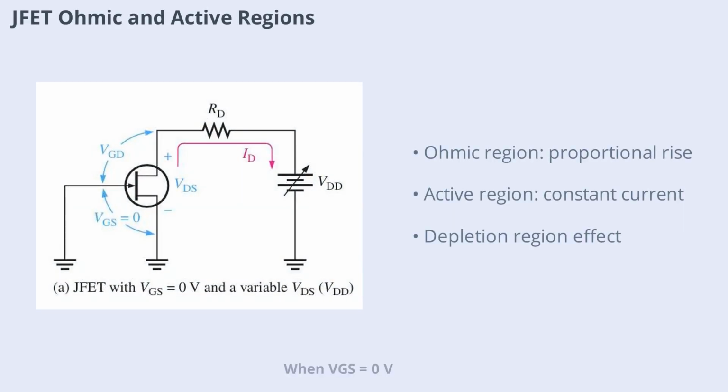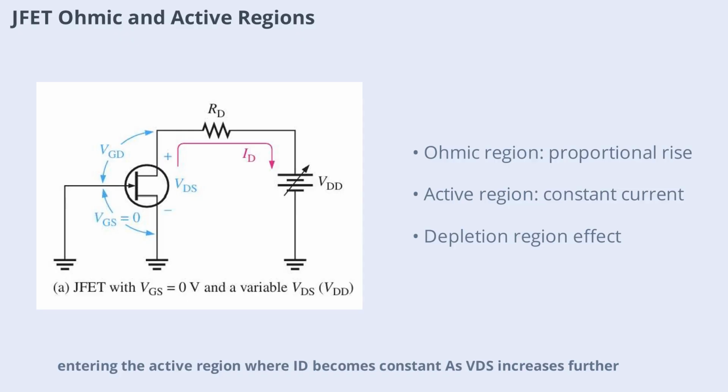When VGS equals 0V, increasing VDD causes ID to rise proportionally between points A and B, known as the ohmic region. At point B, the curve levels off, entering the active region where ID becomes constant. As VDS increases further, the depletion region offsets the increase, keeping ID stable. These regions are crucial for understanding JFET behavior in circuits.